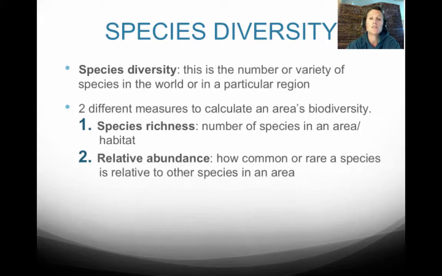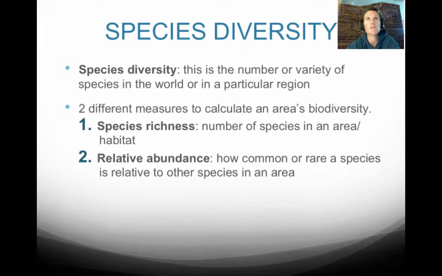And there are 2 different measurements that scientists use when dealing with species diversity. There's species richness, where you're basically going through and counting the total number of different types of species, regardless of how many you have of each one. If you're, say, surveying a stream and you've got 2 species of frogs and 1 species of salamander, then your species richness for that area is 3. You have 3 different types of species.